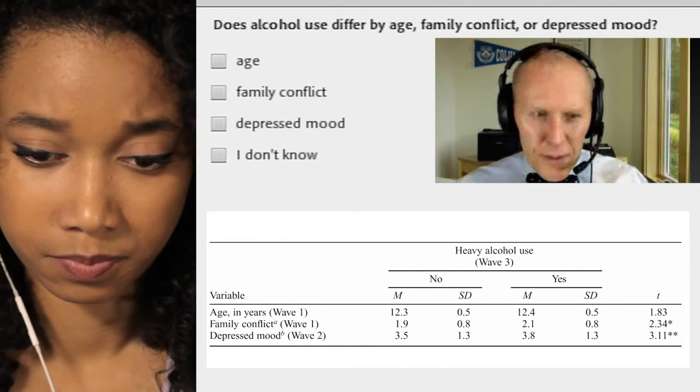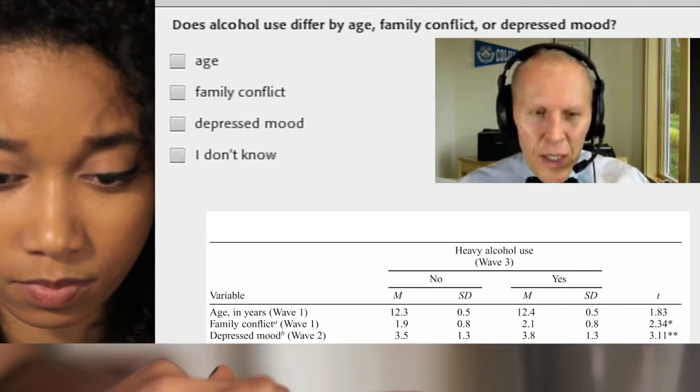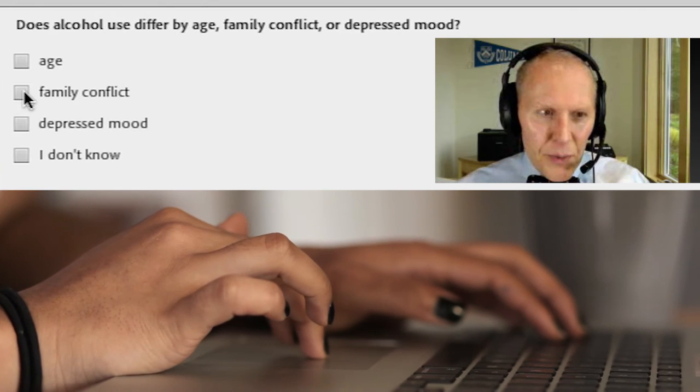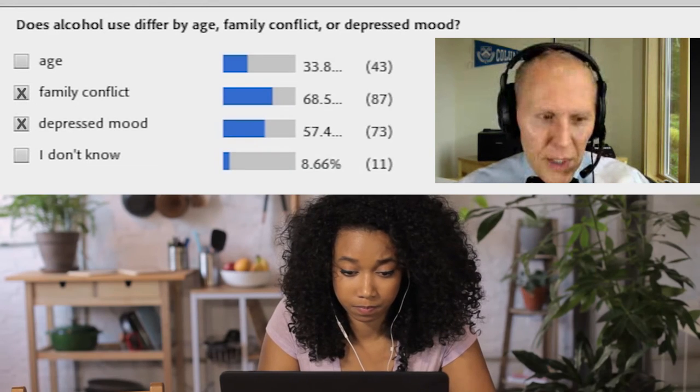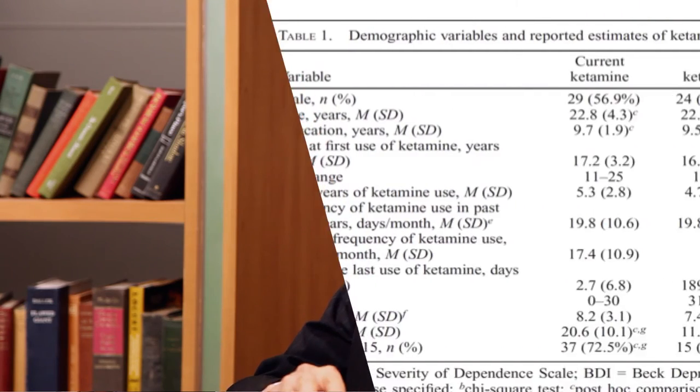First question is, does alcohol use differ by age, family conflict, or depressed mood? A lot of people are saying family conflict, and a lot of people are saying depressed mood. Now that's an excellent example of applied research in the field, and you measure it against the baseline.